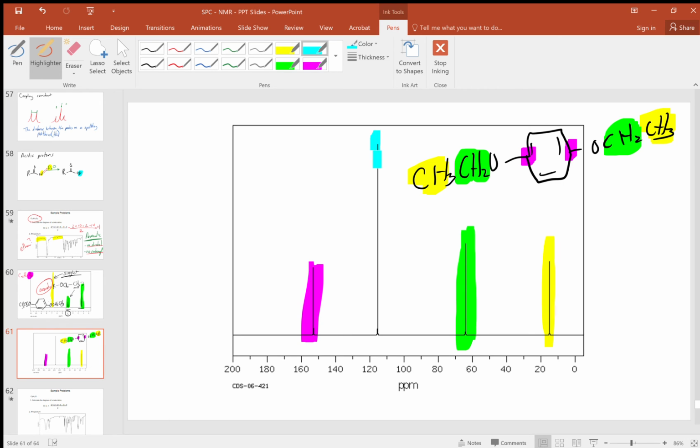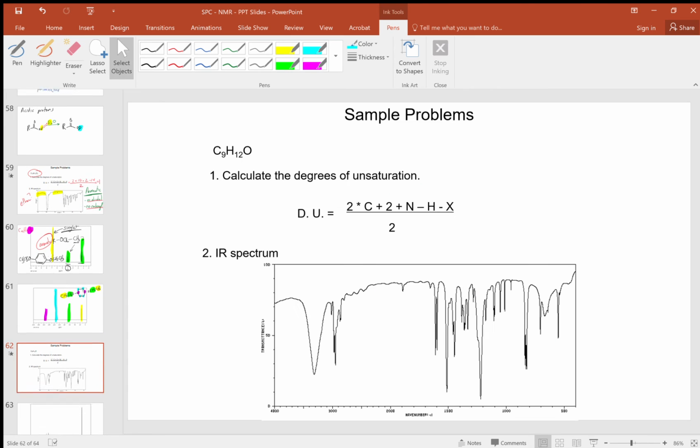And finally, this is an aromatic carbon. All 4 of these are equivalent. So we didn't need the carbon spectrum to determine what the structure was, but as you can see, we were able to use it to confirm. So let's do one more of these, and then I'll leave you to practice some.